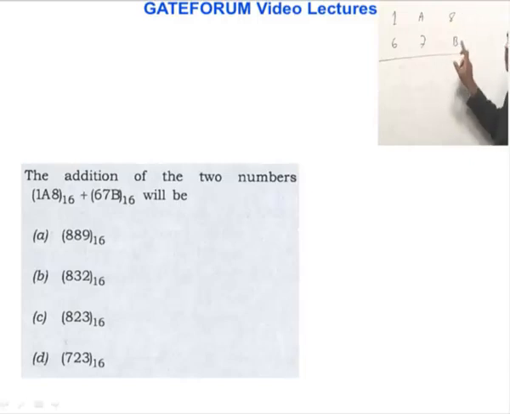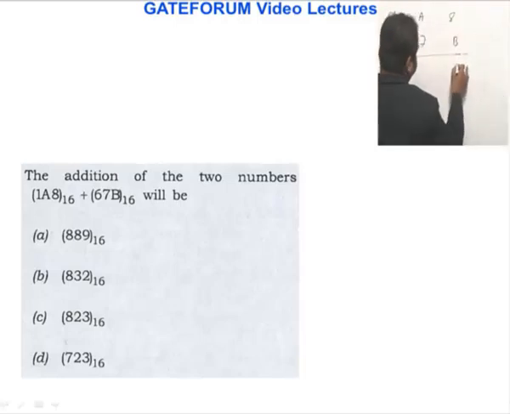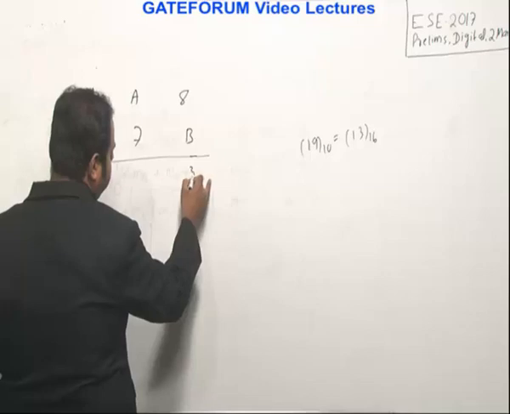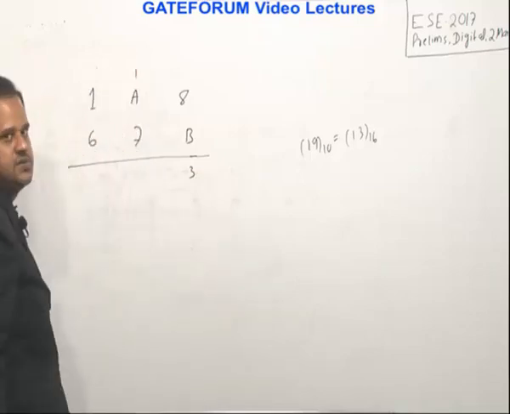This is 8 and this is B. What is B? B is 11 because A stands for 10, B stands for 11. 8 plus 11 is 19. But what is this 19 in the hexadecimal form? So the 19 in hexadecimal form is equal to 13, because 16 into 1 is 16 plus 16 power 0 is 1 plus the 19. So if you add this 8 and B in hexadecimal notation, the answer happens to be 13. So here I am writing 3 and I am taking the 1 as carry to this.